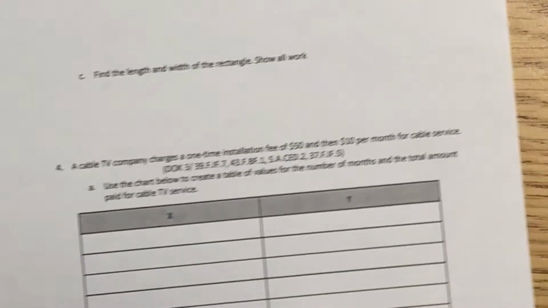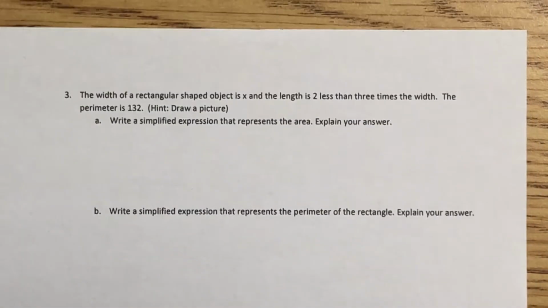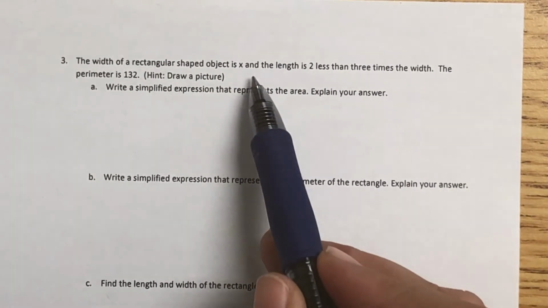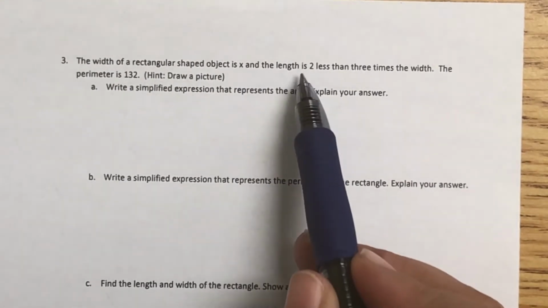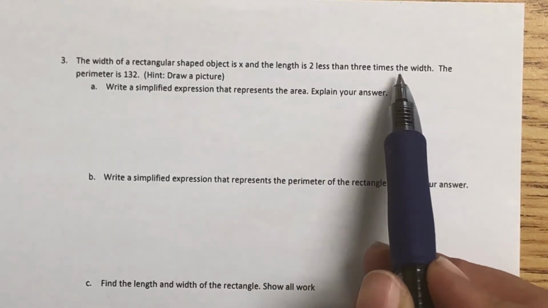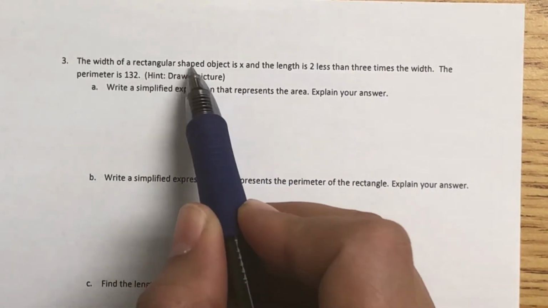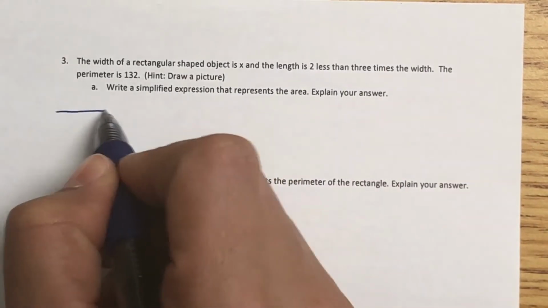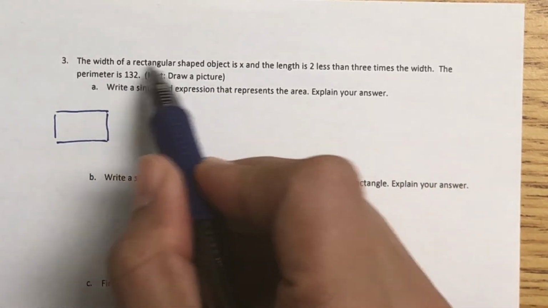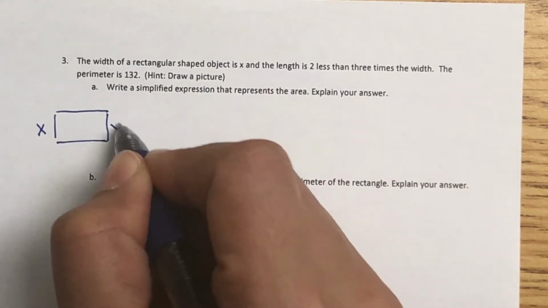All right, next question, number 3. The width of a rectangular shaped object is x, and the length is 2 less than 3 times the width. Oh my gosh, okay. So the width of the shaped object is x, so the width is x.